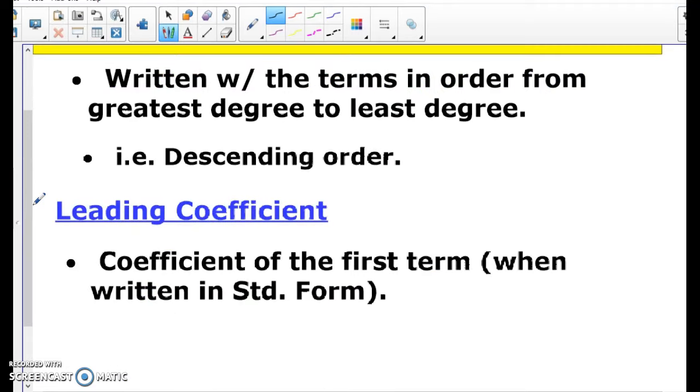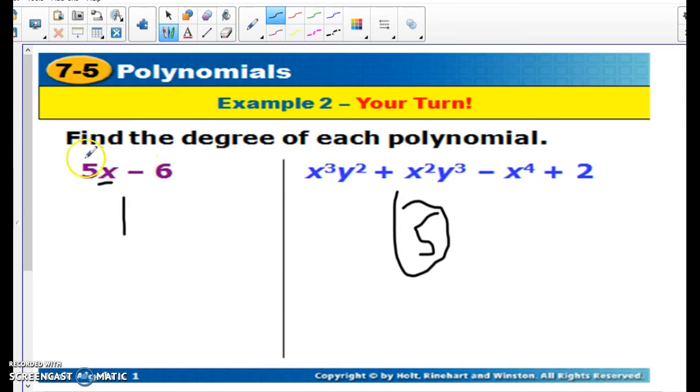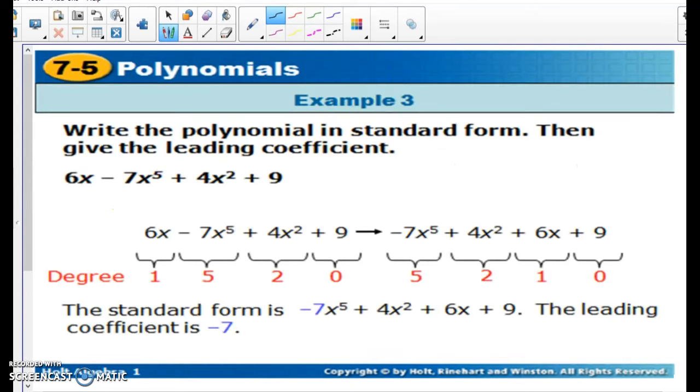So you should be writing all your answers and all the things from now on in descending order with the leading coefficient. Okay, so how all these are written, where the x is first. So it's not technically wrong to write -6 plus 5x, but you really should be writing it with that x being first and the biggest x being first. Okay, so something like this. So 6x minus 7x to the fifth plus 4x squared plus 9. Well, since the degree of this -7x to the fifth is the largest, it should really be going first.